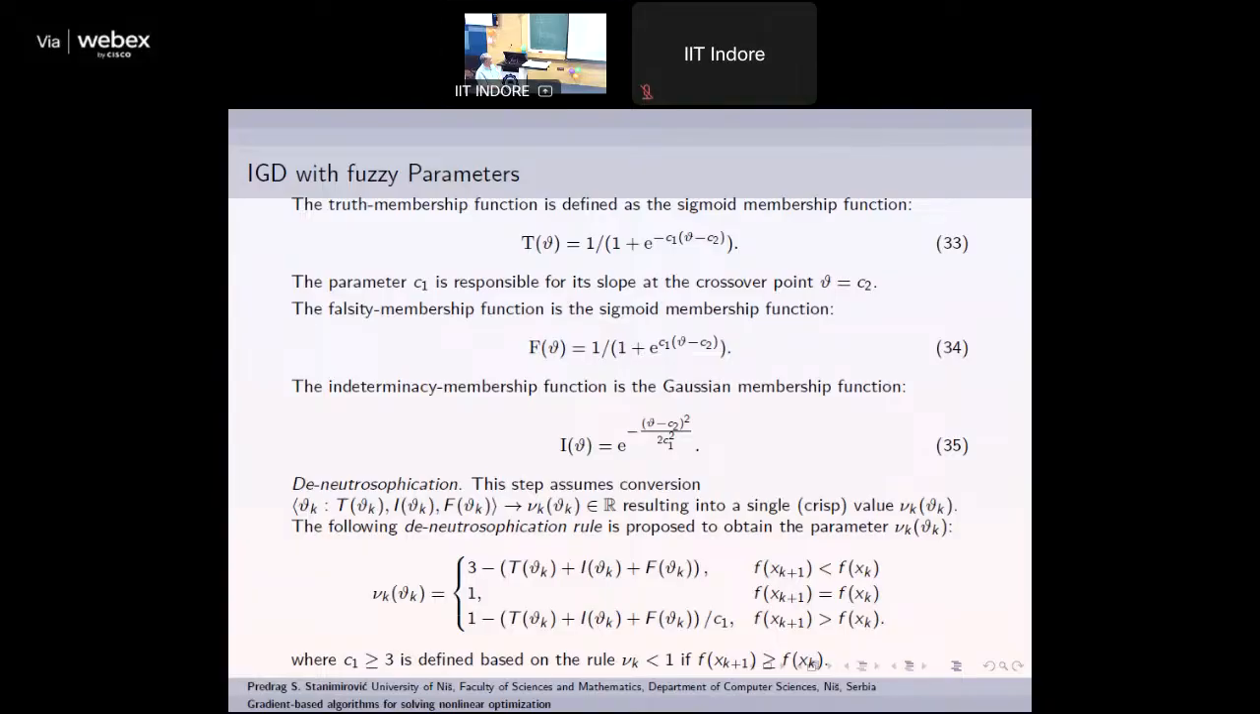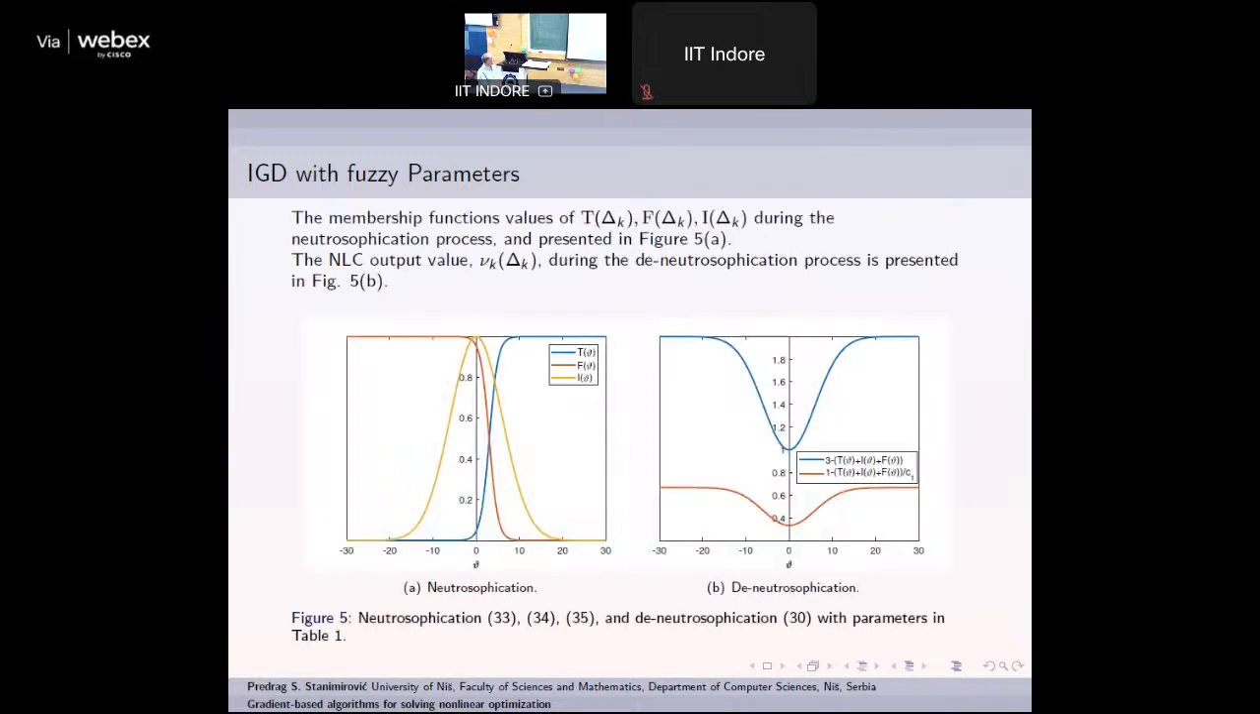Then after fuzzification, neutrosophication, better to say, we use the neutrosophic rules. Here are the rules for how we carefully defined membership functions. Here is the situation when the goal function decreases during iterations, we use the above values. Here is the opposite situation.